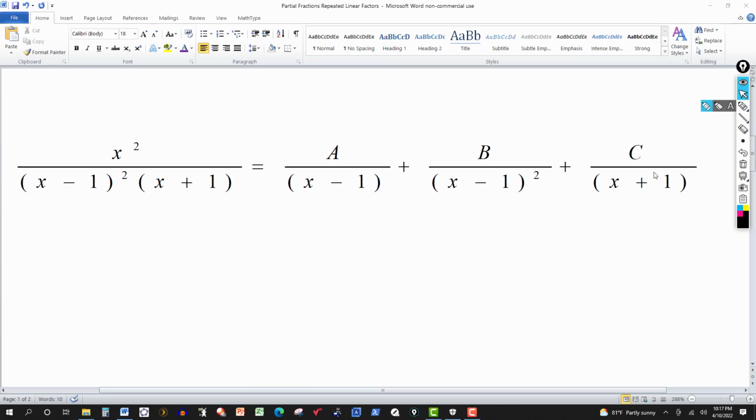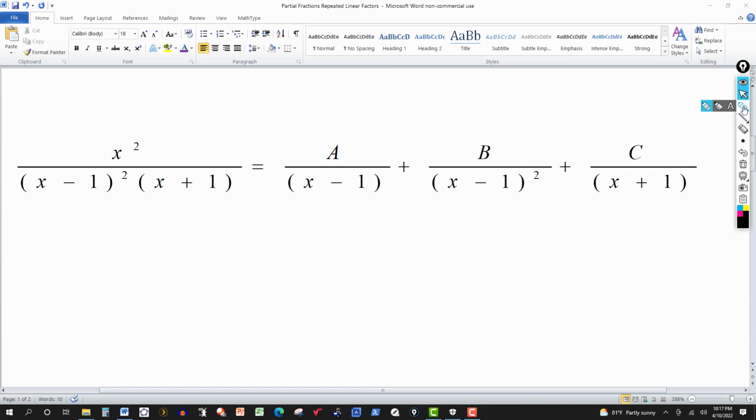And I have it over here in this format, a over x minus 1 plus b over x minus 1 squared. And now you could have put the x plus 1 first, so it could have been a over x plus 1, and then b over x minus 1, and then c over x minus 1 squared. It doesn't matter, as long as you have the correct setup, and this is it.